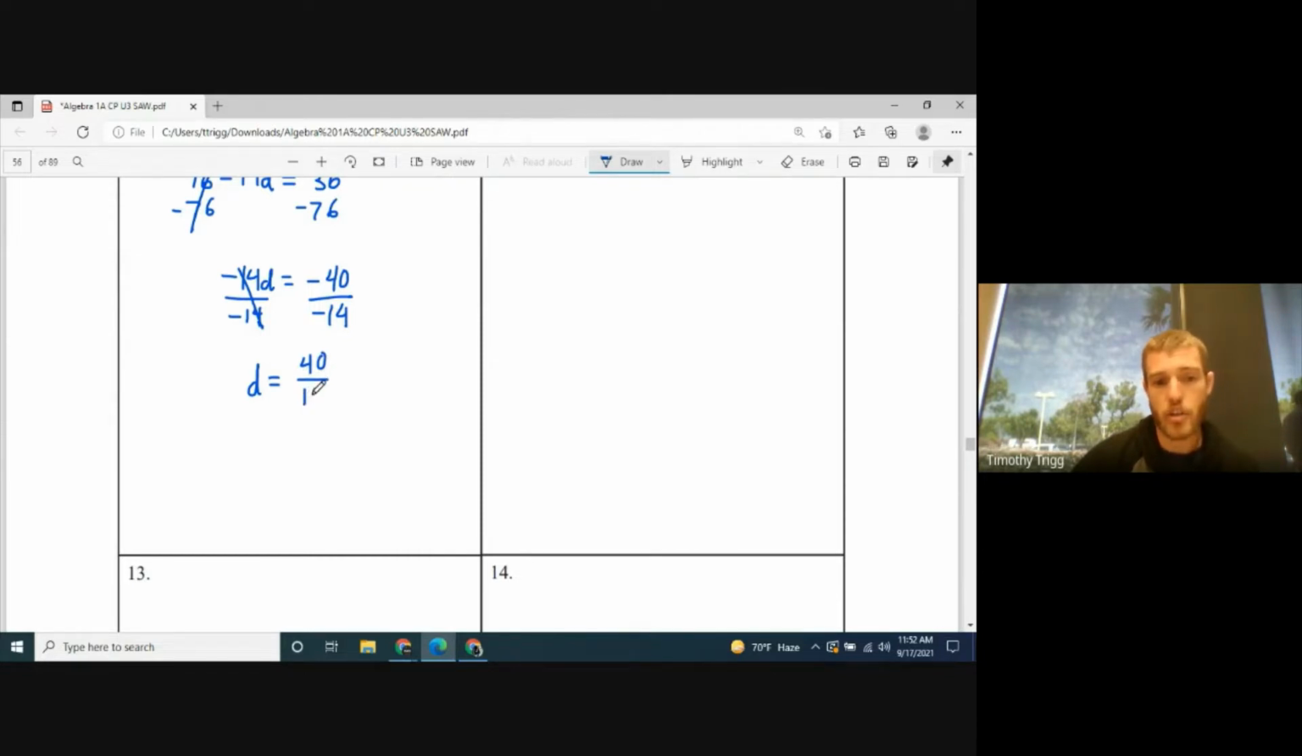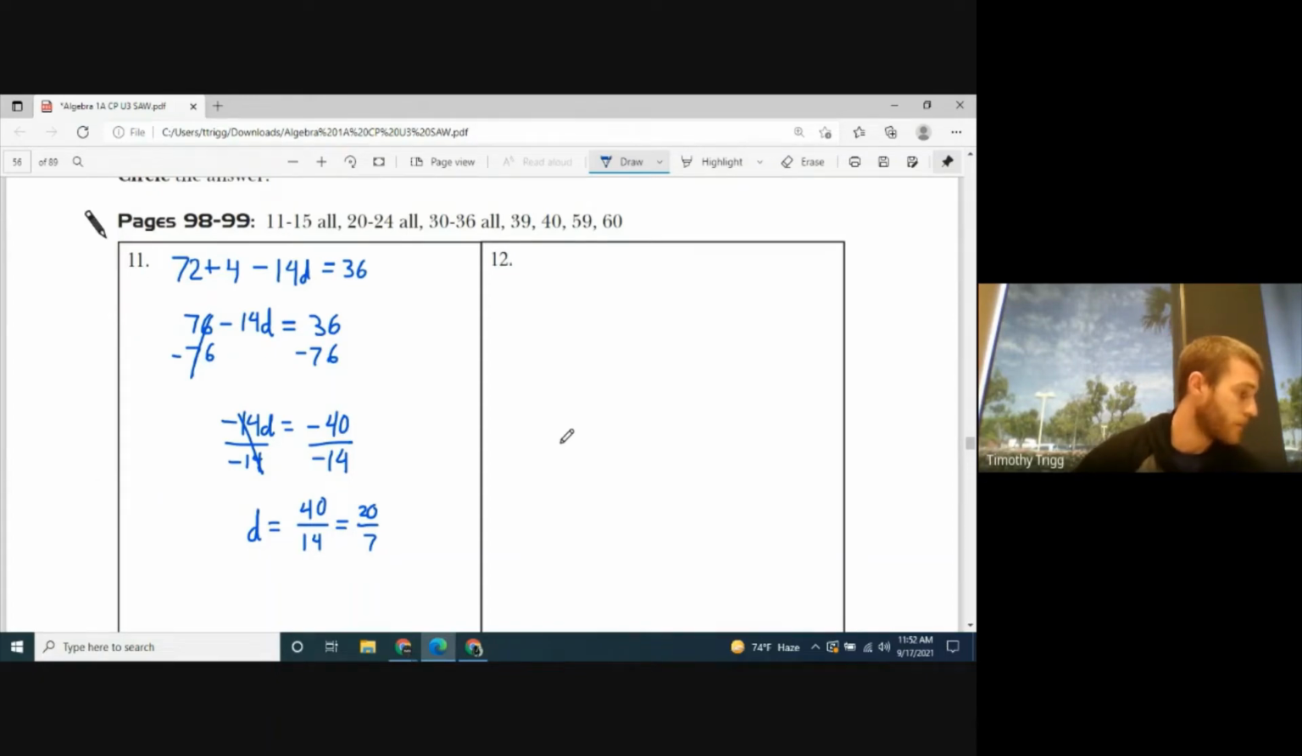And so we have a fractional answer because this doesn't divide evenly, but we want to see if we can simplify that fraction. Whenever you get a fractional answer, always make sure and check to see if you could simplify. Now in this one's case, we can divide both top and bottom by 2, giving us 20 over 7. Divide top by 2, divide bottom by 2, 20 over 7 is our answer for d.